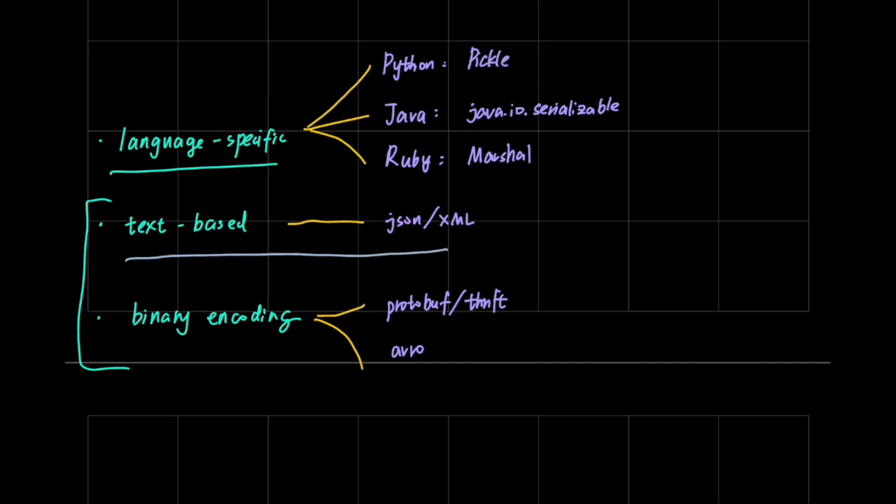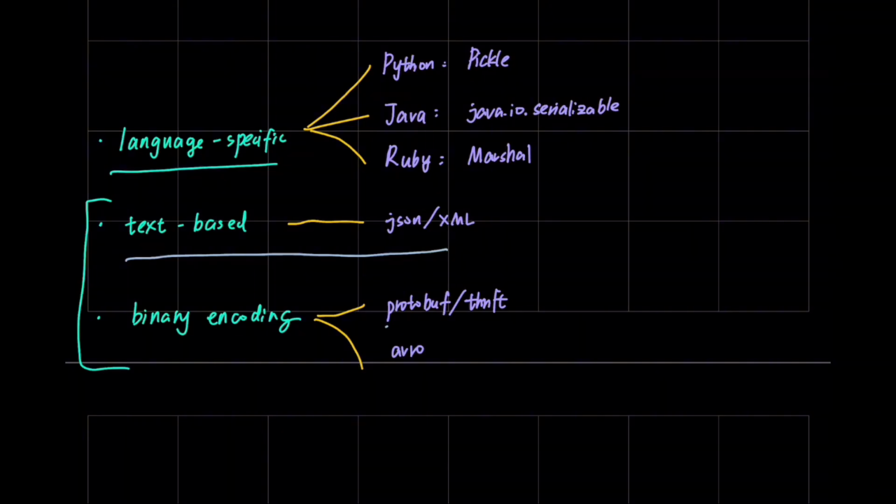For text-based, we have JSON and XML. They're human-readable, but at the cost of being verbose. Binary encoding is the contrary. It is more compact in that it directly encodes the data into bytes, but it also loses human readability. In that sense, because binary encoding is compact and efficient, it is good for low-latency applications.